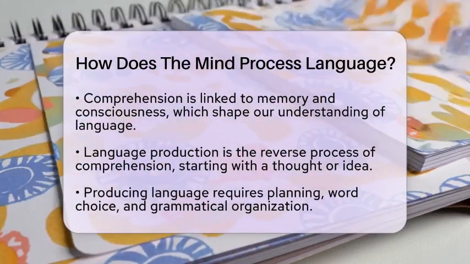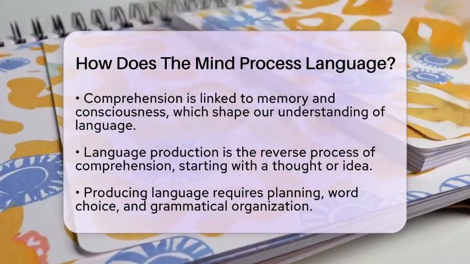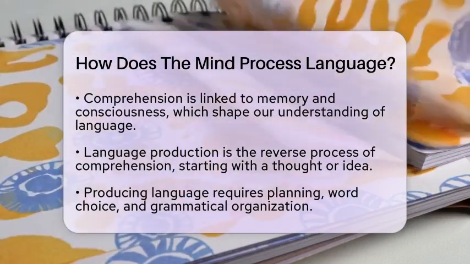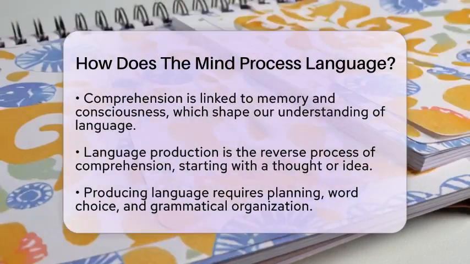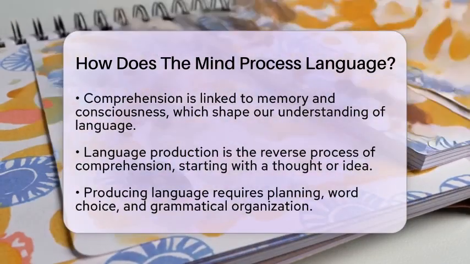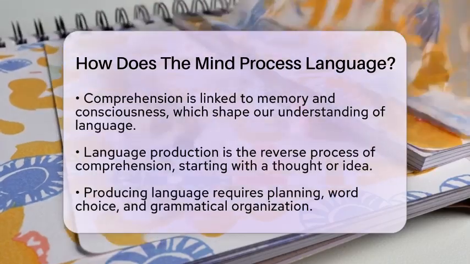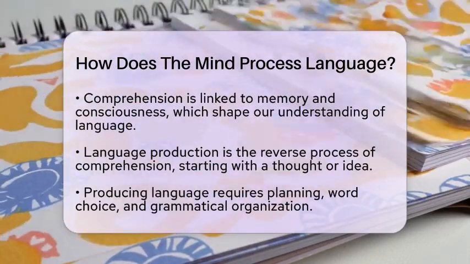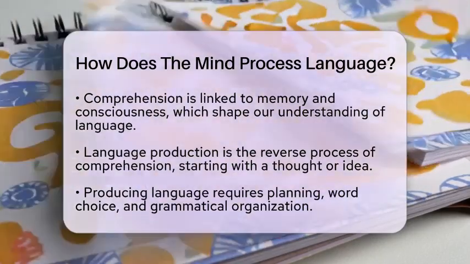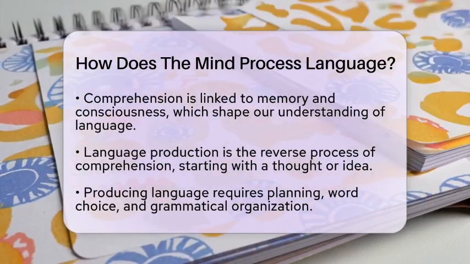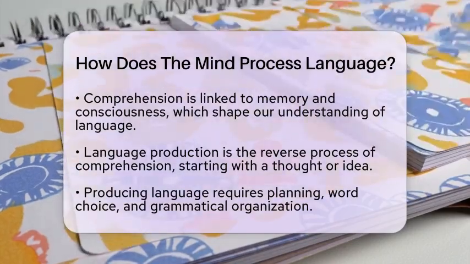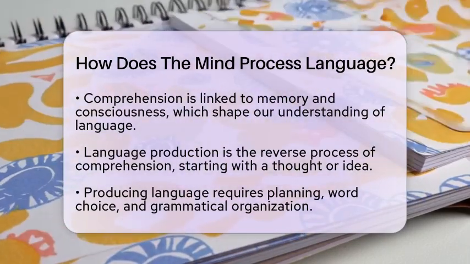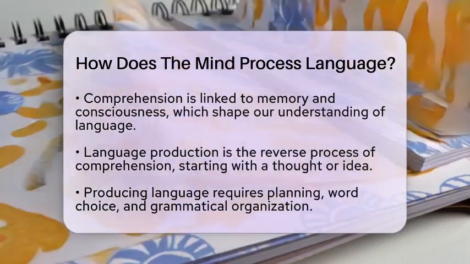There are different theories about how language is organized in our brains. Some suggest there is a specialized area dedicated to language processing, while others believe it is integrated with our general cognitive abilities. Regardless of the theory, language processing is closely tied to other mental processes, including perception, memory, and thought. Understanding how the mind processes language helps us see that language is more than just a collection of words.